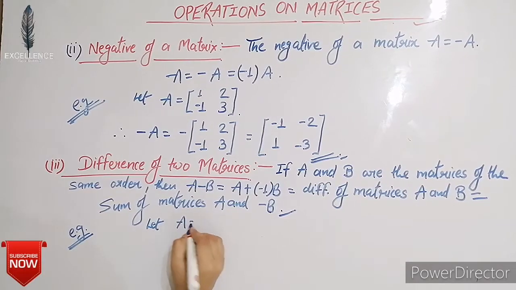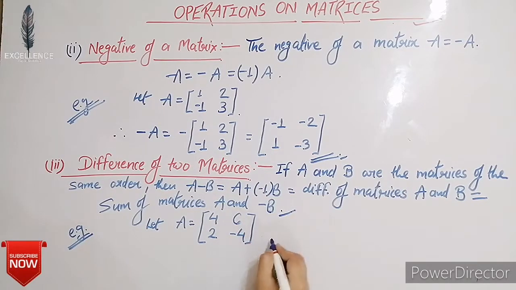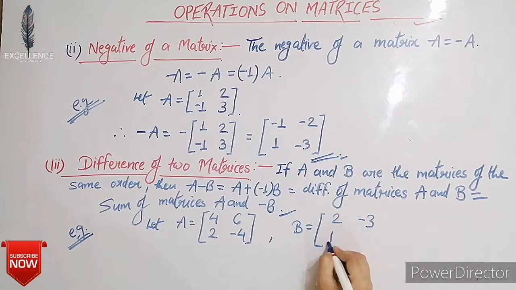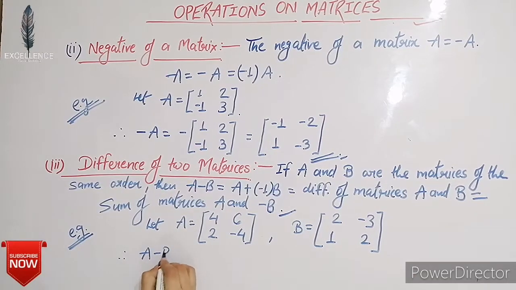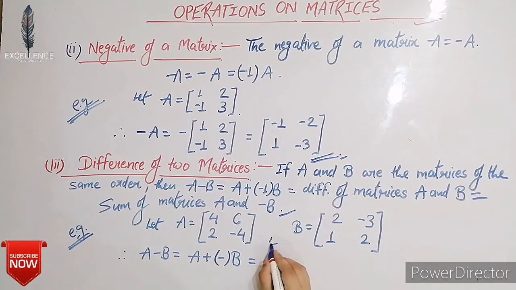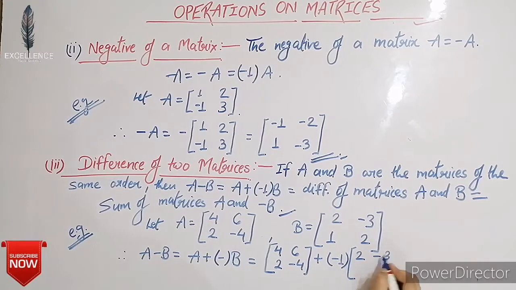For example, let A be a matrix equal to 4, 6, 2 and minus 4. And B be another matrix equal to 2, minus 3, 1 and 2. So, A minus B is equal to A plus minus 1 into B, which is equal to 4, 6, 2, minus 4 plus minus 1 multiplied by 2, minus 3, 1, 2.